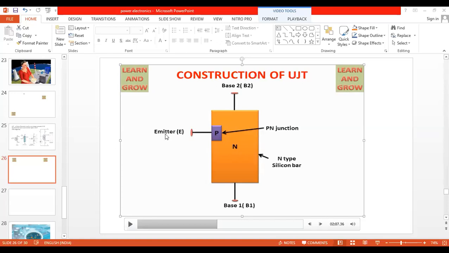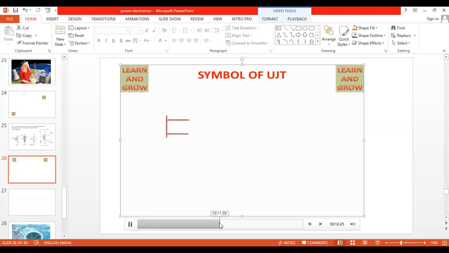So why is the symbol in a curved position? Because the holes try to move from p-type to n layer. So the n layer is diagonal to the p-type. Therefore, this is the indication of this particular curved symbol for the UJT. Now, this is the symbol of UJT.